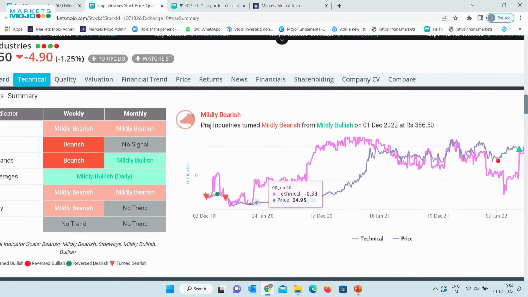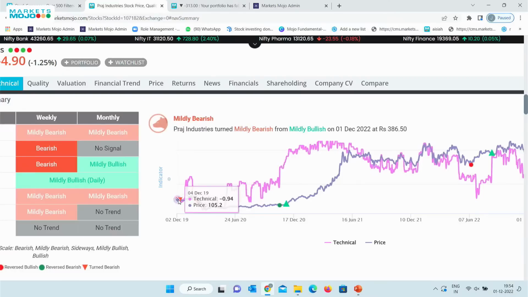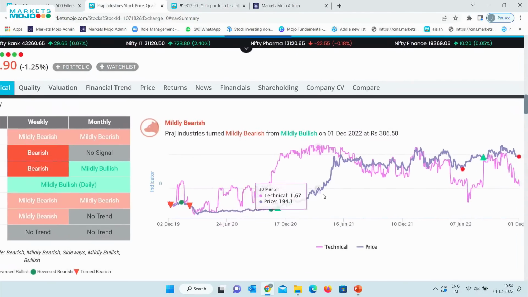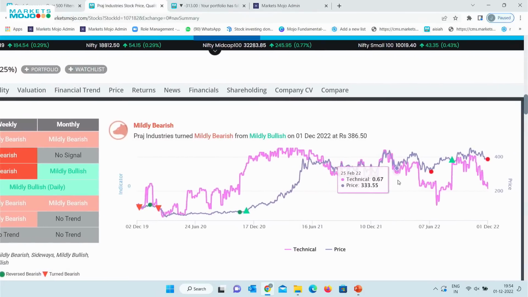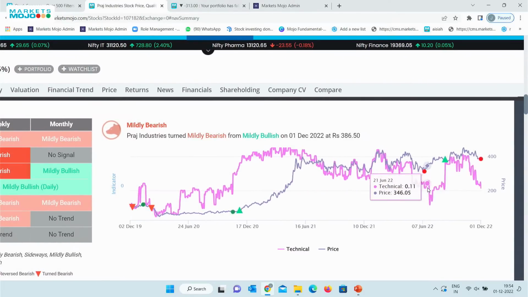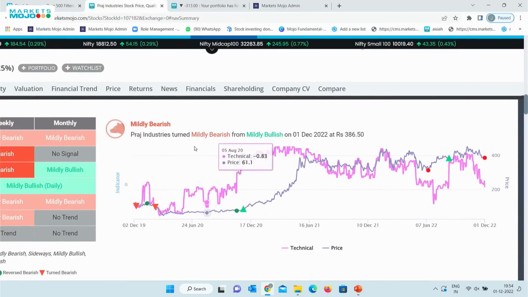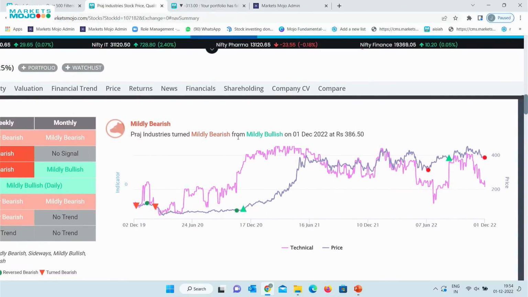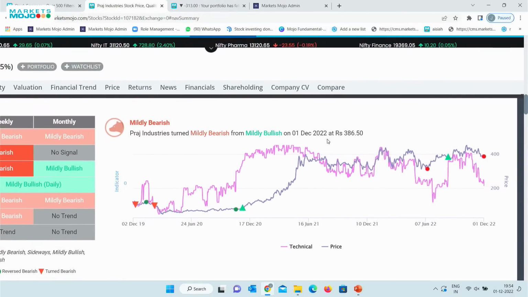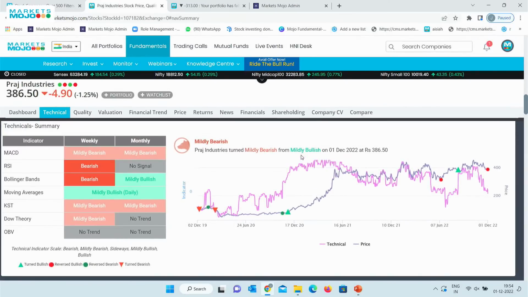So here we have a timeline. If you see here, it's from December 19, a good period. And as you see, the company turned bearish over here. Green dot again, reversed bearish. Again a red dot, it turned bearish. So for technicals, you can see the price chart over a longer period on how the company has moved, when it has turned bearish, when it has turned bullish, and so on. You can see here it's written Praj Industries turned mildly bearish from mildly bullish on 1st December. So with technicals, yes, you can look at it over a longer time frame. With valuation, currently this is not available.